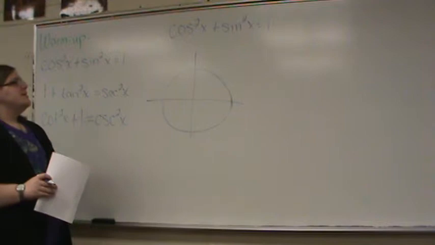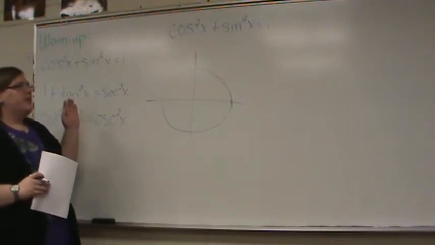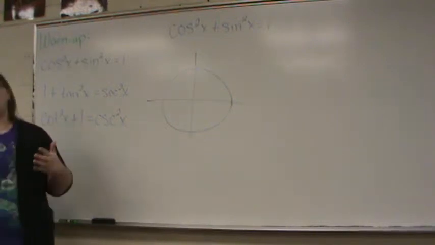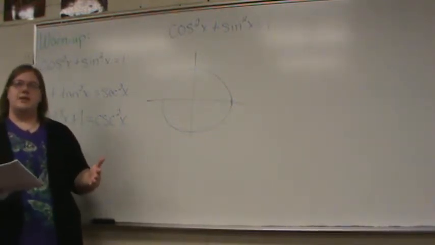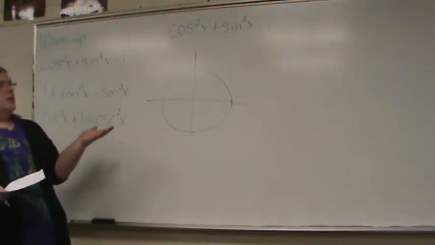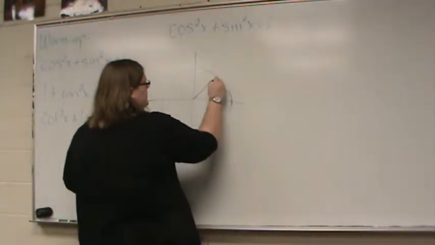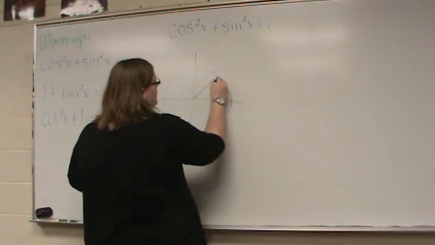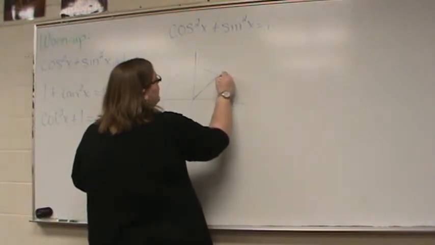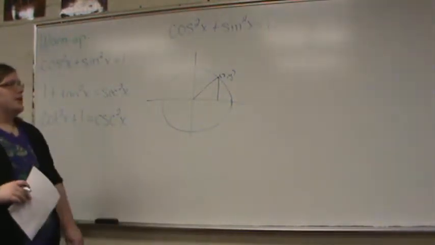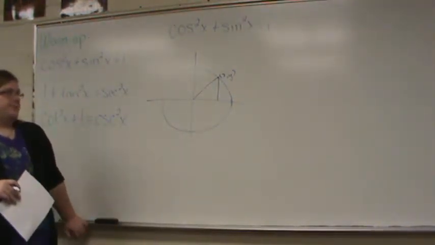Okay. So, if we're thinking Pythagorean identities, what do you think Pythagorean identities are going to deal with? Right triangle. So, I want to draw a right triangle in my unit circle. It's fun. So we have some random point x, y, right?